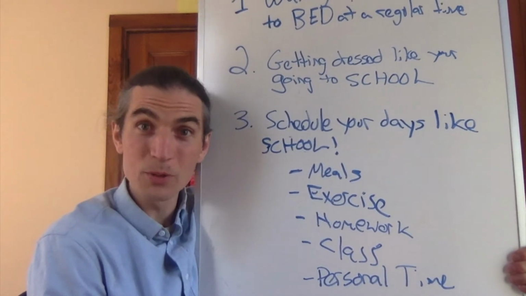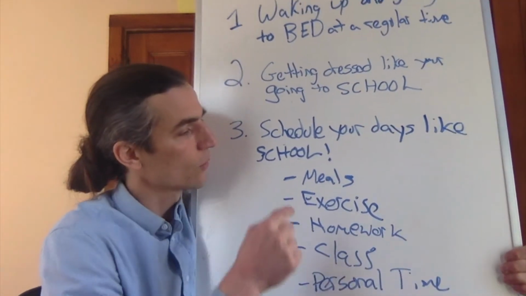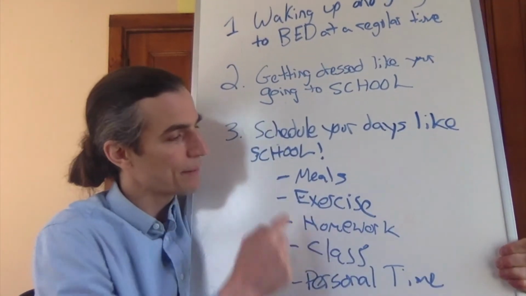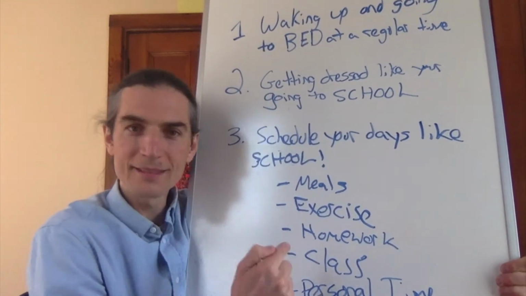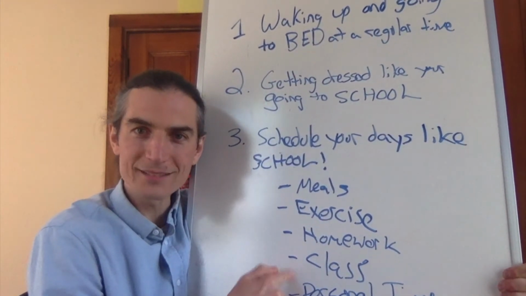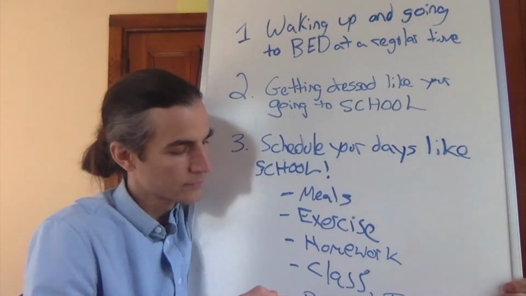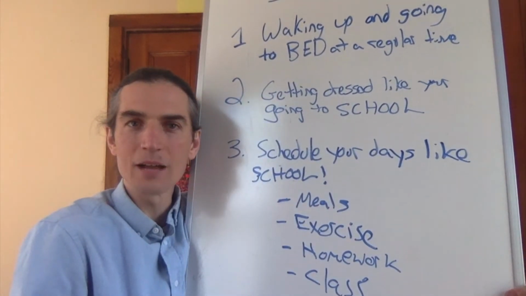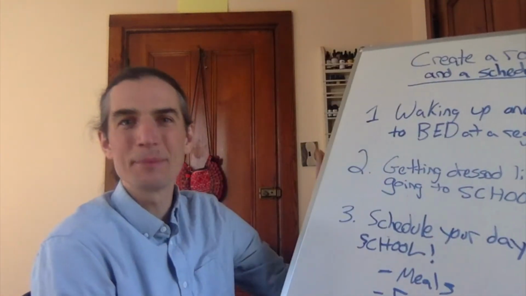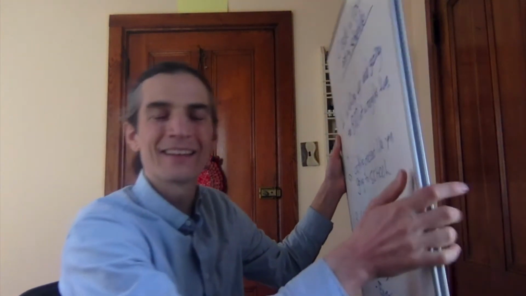You are now the principal of your own school. So set up meals, set up exercise, set up homework time. This is when you're going to have math class. This is when you're going to have English class. And then set yourself up for personal time. A calendar can be your friend. A routine can be your friend. Or a tyrant. You've got to choose a friend.